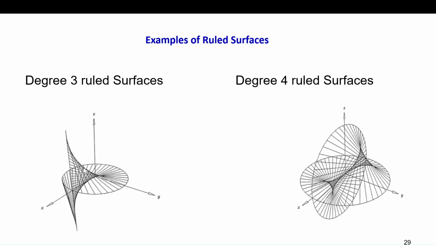And these are some more examples of ruled surfaces. Here is a degree 3 ruled surface. Here is a degree 4 ruled surface. So the degree 3 ruled surface is planar, whereas the degree 4 ruled surface is not planar. It's non-planar.